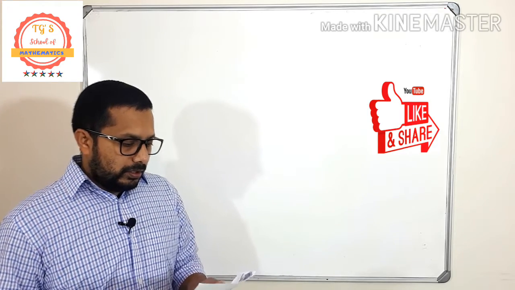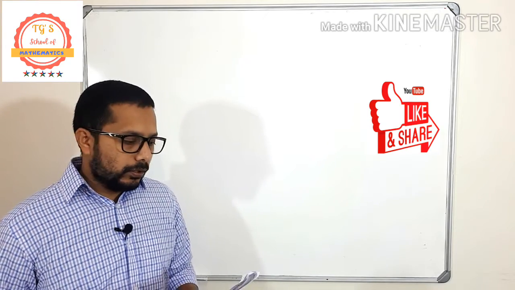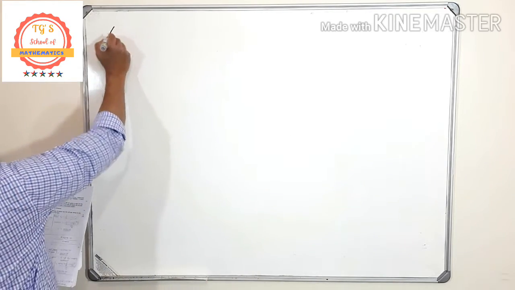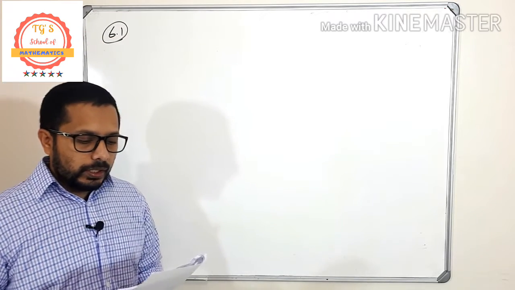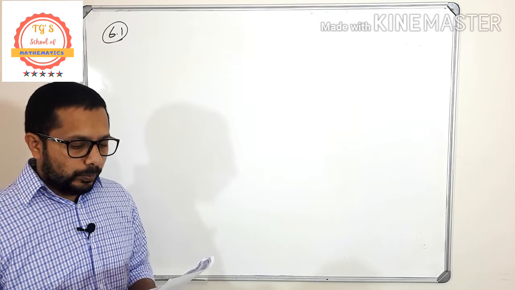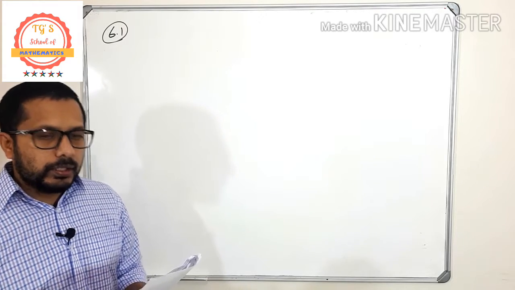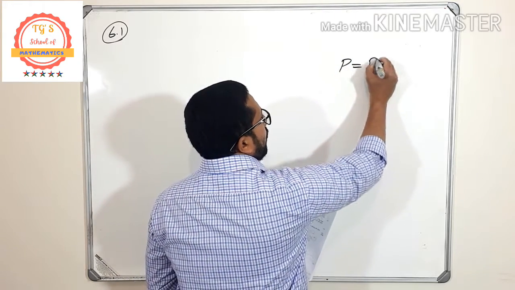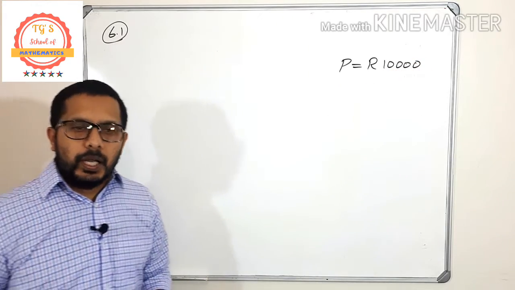So let's start with the November 2017 question paper. November 2017, question number 6, financial mathematics. Question 6.1: Imbali invested 10,000 Rand for 3 years at an interest rate of R% per annum compounded monthly. So how much did Imbali invest? 10,000 Rand. It means that the principal amount is 10,000 Rand.